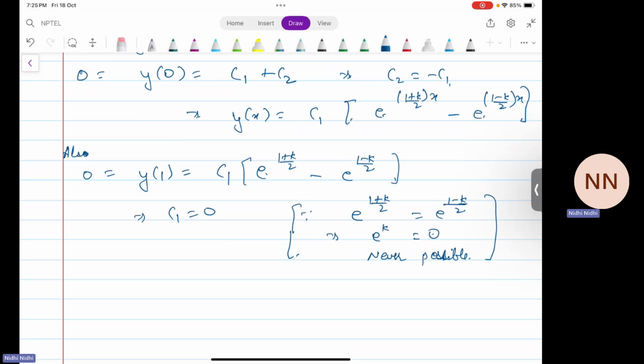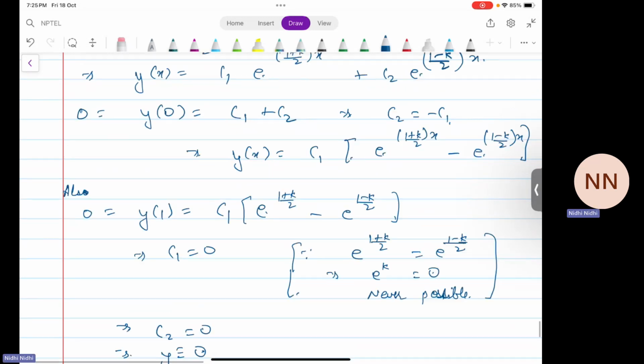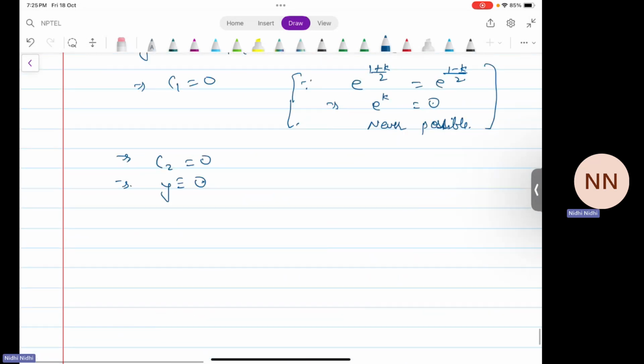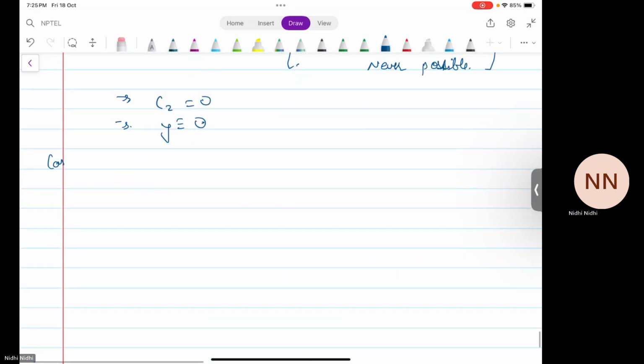So since c1 is 0, this will give us that c2 is 0, and that y is 0. Again, lambda negative will never serve as an eigenvalue. So we are left with the third case, where we have lambda positive.